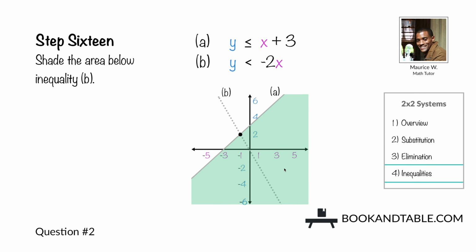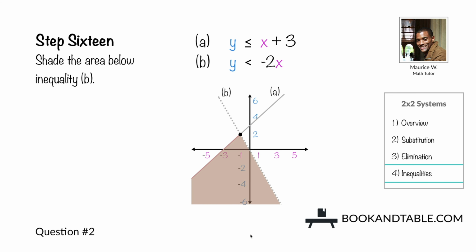And now step 16, shade the area below inequality B. We're shading the area below that line since it's less than as well. So we shade those points in. And we see the overlapping area, or the area of solutions, are the points between the lines here. So the solutions for question number 2 would be these. So that is the answer to question number 2.